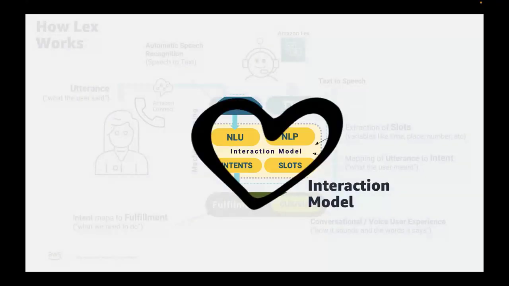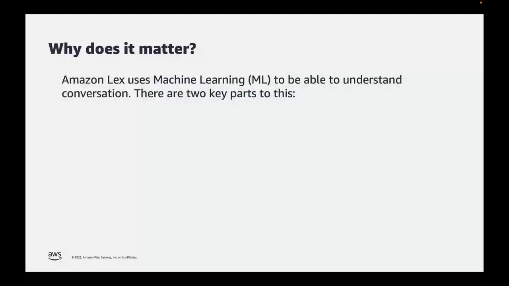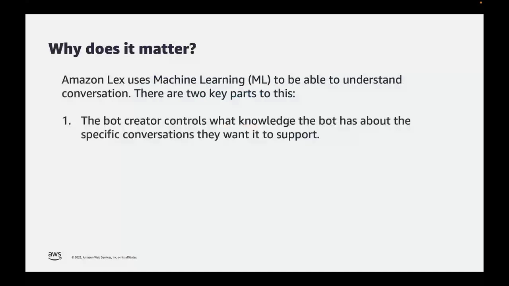The interaction model is at the heart of the bot. If it isn't solid, then your bot may not have good containment rates, as it won't be able to match what the user said to what they meant. Amazon Lex uses machine learning to be able to understand the conversation, and it does that in two ways within this piece. First of all, when you build a bot, you need to give it all the knowledge it needs about the types of conversations it will support.